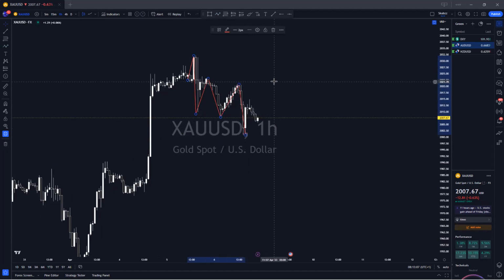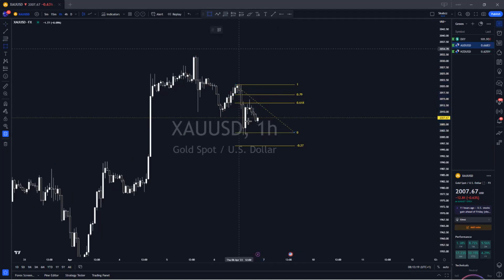And if you actually plot Fibonacci on this range here, you will see that price tapped into the 0.618 and it's actually pushing down right now. So let's just wait and see how it plays out. This is what I'll be looking for. Let price come out and break this low to the downside, and look for a reversal.